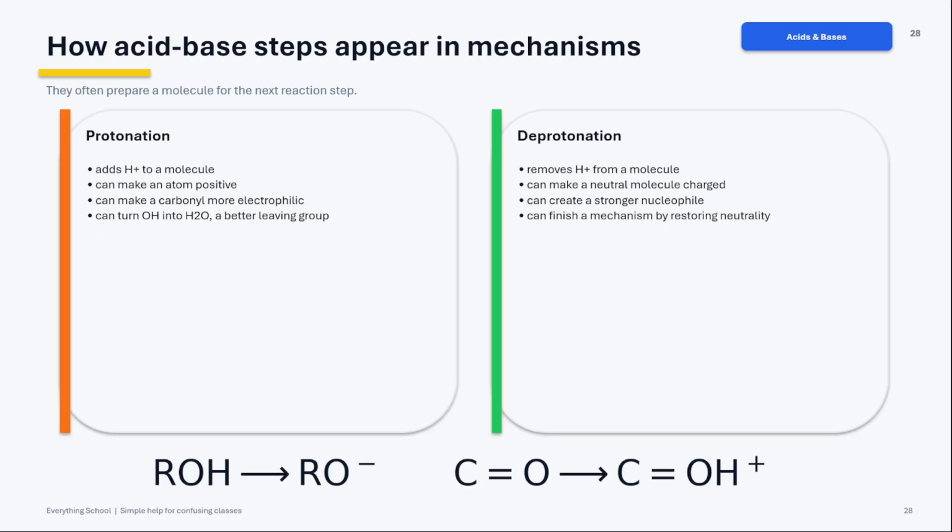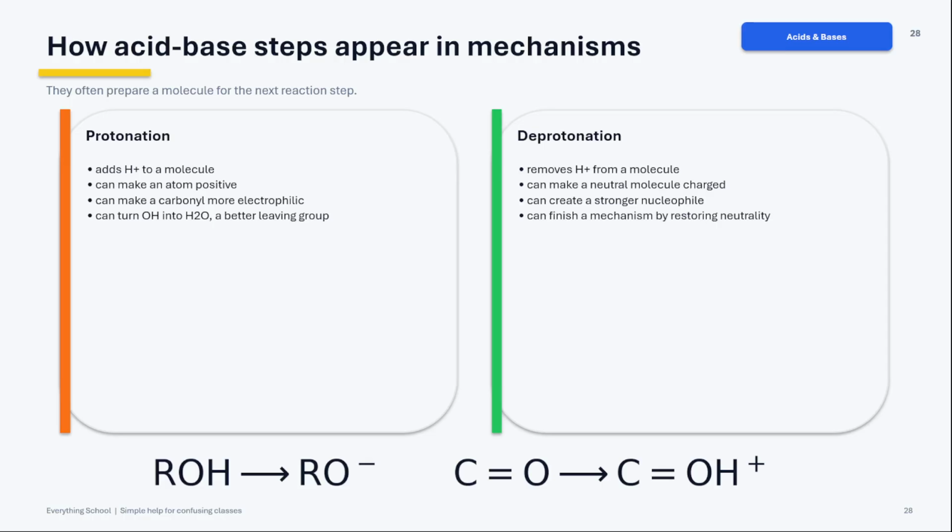Slide 28. How acid-base steps appear in mechanisms. They often prepare a molecule for the next reaction step. Protonation adds H+ to a molecule. It can make an atom positive, make a carbonyl more electrophilic, or turn OH into H2O, a better leaving group.